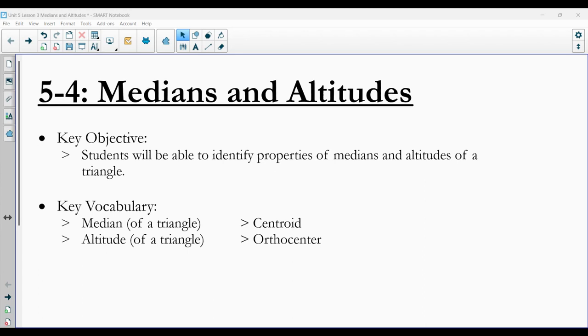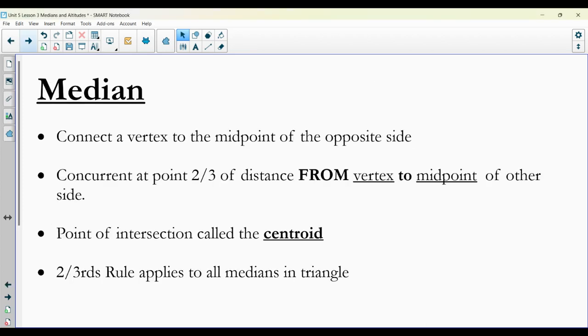So for the medians, they connect the vertex to the midpoint of the opposite side. And what happens is when these medians meet, they end up cutting each of the other medians into a 1/3, 2/3 relationship. Where all of these medians meet is called the centroid. So the point of intersection of all three of these lines is called the centroid. The 2/3 rule applies to all medians in the triangle.